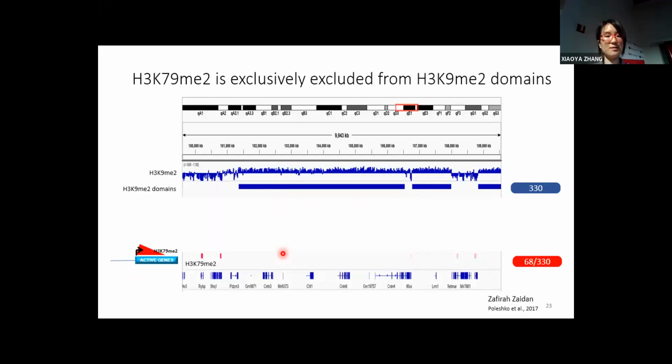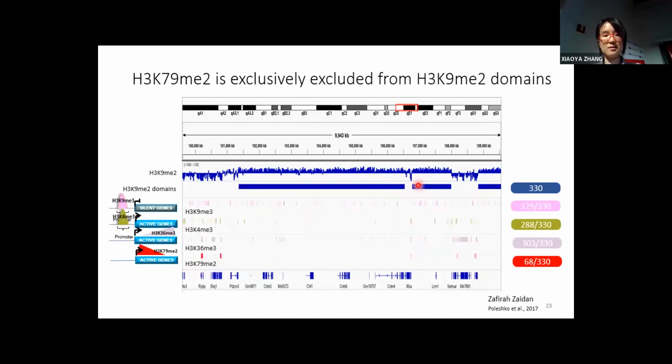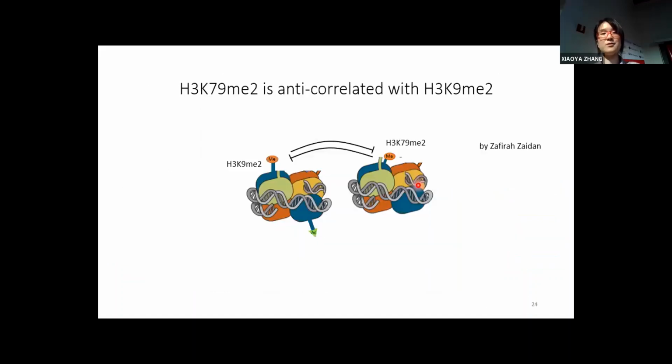What is exciting to us is that we found K79 dimethylation is only found in a very small proportion of these domains. It's almost found in between the domains. So we're thinking K79 dimethylation is especially excluded from those large domains. Does it have an anti-correlation? Is it repelling the methylation?